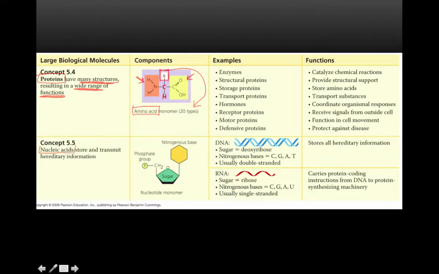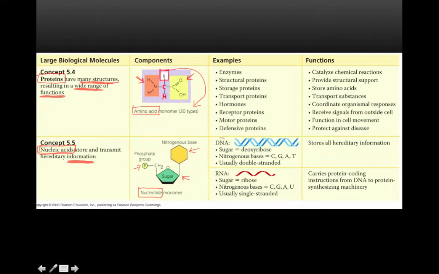The final class of biological molecule we looked at was that of nucleic acids, which are important for storing and transmitting hereditary information, and the key word here is information. These form the recipe for all the proteins in the body, or the blueprint for what the cell is and what the organism looks like and can do. The monomers for nucleic acids are called nucleotides, and every nucleotide has a phosphate group, a 5-carbon sugar or pentose sugar, and a nitrogenous base, or a nitrogen-containing base.